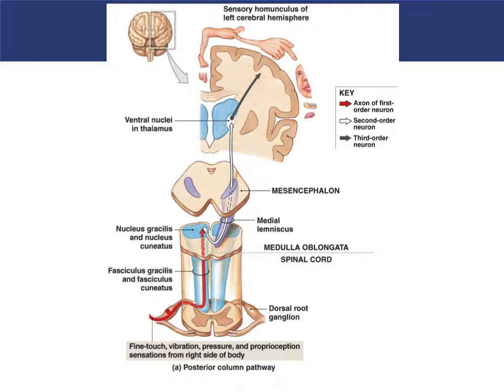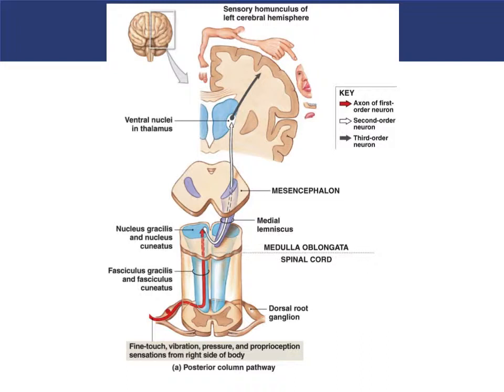And just as a reminder, somebody asked me the other day where the crossing over occurs. Because we've always said the right side of the brain controls the left side of the body and back and forth. Well, here we are. This is for sensation. This is sensory. So here's the input coming in.